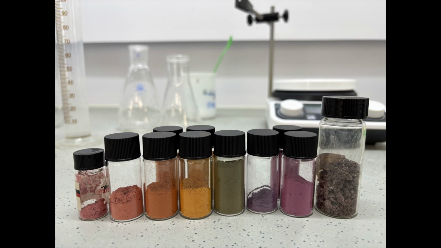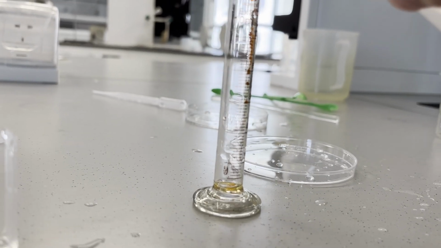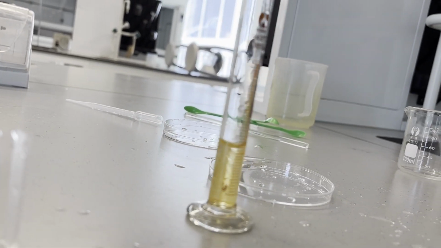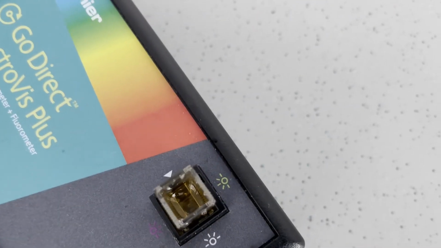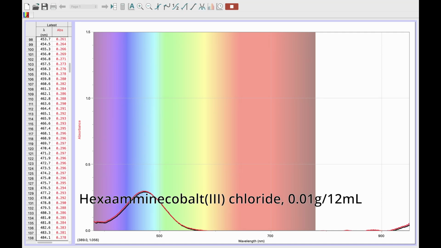It is time to measure their absorption spectra with a spectrophotometer. I weigh out 0.01 grams of each complex, dissolve or suspend it in 6 ml of water, and add a portion of this solution to a PMMA cuvette. I then place the cuvette in the spectrophotometer and record the data with the Logger Pro software. The spectrophotometer is able to record wavelengths ranging from 380 to 900 nanometers, which is very handy.